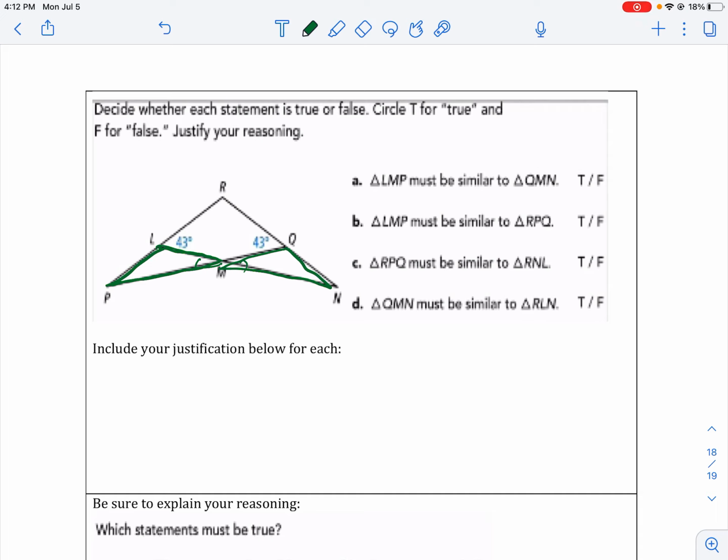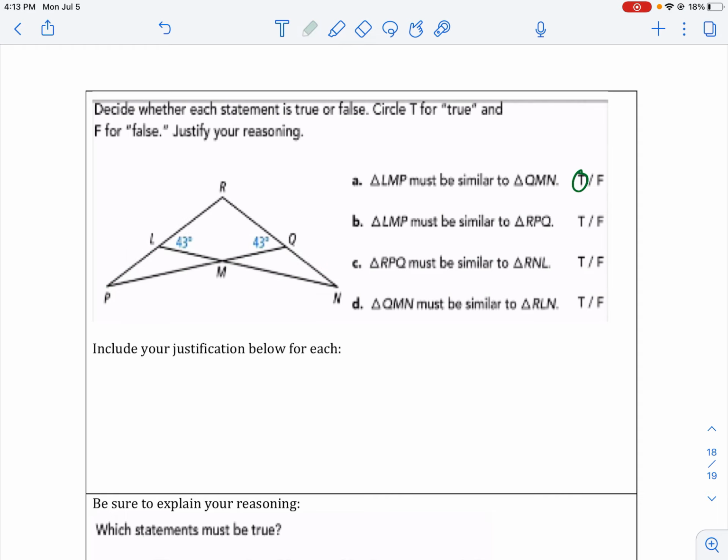And then L right here and 43, when you add those up, that equals a straight line. So that's 180 degrees. If I take 180 minus 43, I get 137. Well, look here with Q, the same thing. That equals a straight line, so this is 137. So yes, this is true because you have two angles in each of the triangles that are equal in measure.